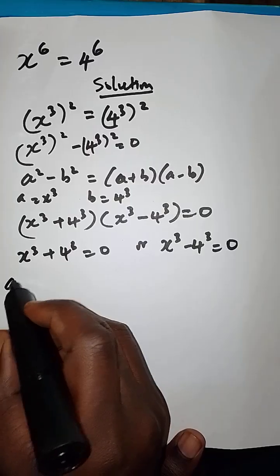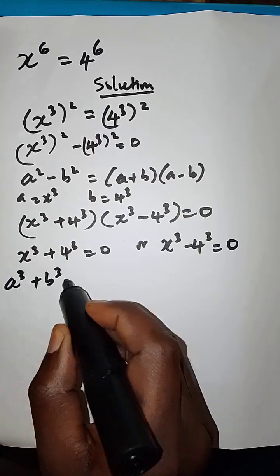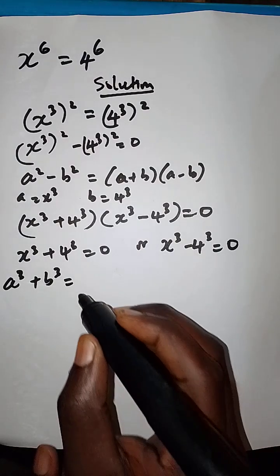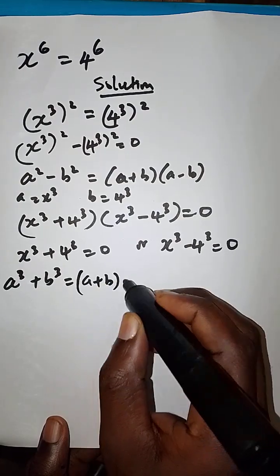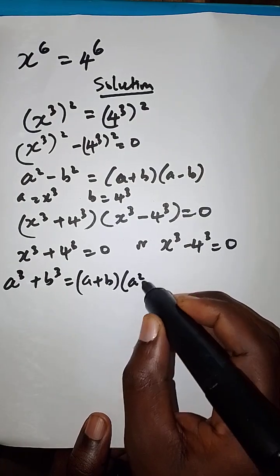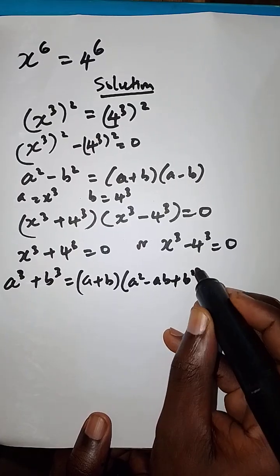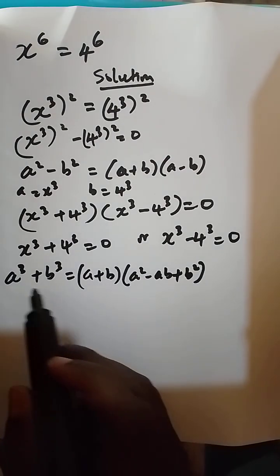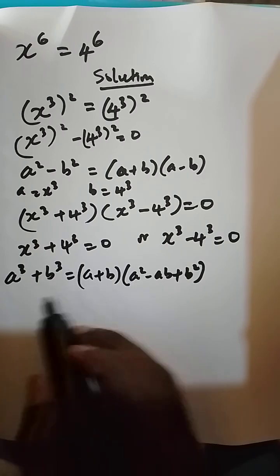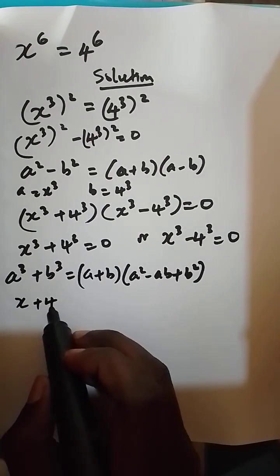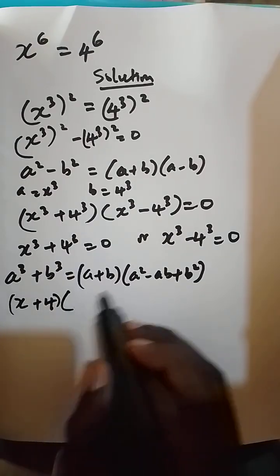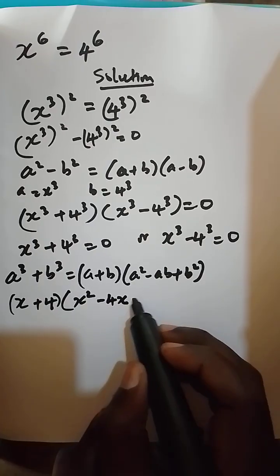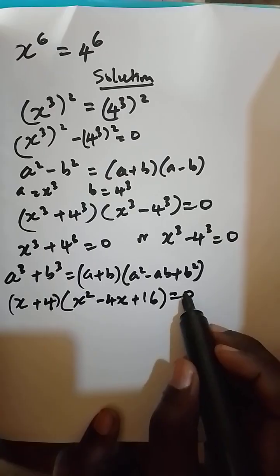Recall again that when you have a power 3 plus b power 3, this can be re-expanded as a plus b multiplied by a squared minus ab plus b squared. So for this, I'm going to expand it as x plus 4 multiplied by x squared minus 4x plus 16, which is equal to 0.